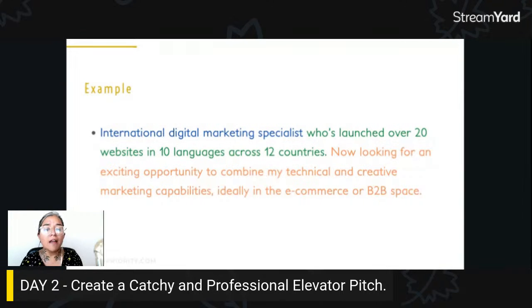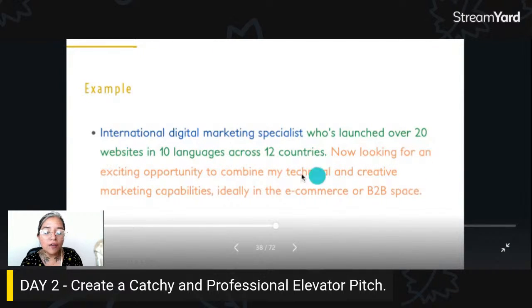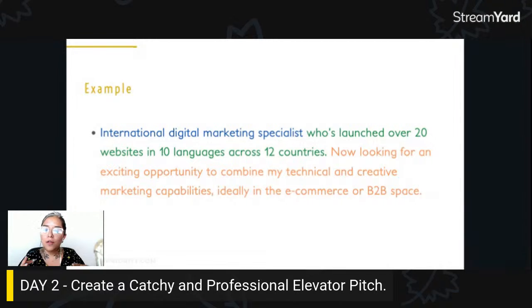Okay. And finally, now looking for an exciting opportunity to combine my technical and creative marketing capabilities, ideally in the e-commerce or B2B space. This is my intention. This is what I want to get. Okay. Now, guys, this is a really common and regular standard way to create an elevator pitch.